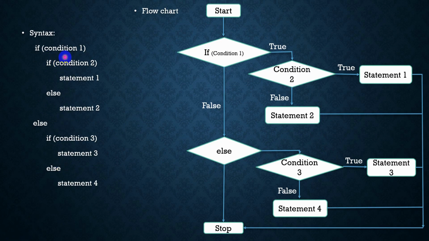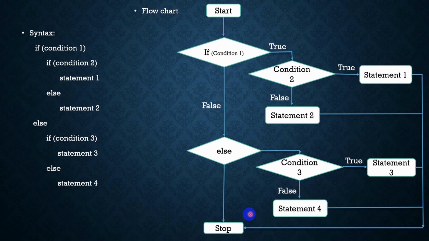like this, where I write the inner if in the if block, and then I write the else of the outer if, and then I write the inner if in the else block. Understand it with the help of a flowchart. If condition 1 is true, then it moves to condition 2. If condition 2 is true, then it executes statement 1. If condition 2 is false, then it executes statement 2. Now if condition 1 is false, then it moves to the else block, and in the else block it checks condition 3. If condition 3 is true, then it executes statement 3. If condition 3 is false, then it executes statement 4.